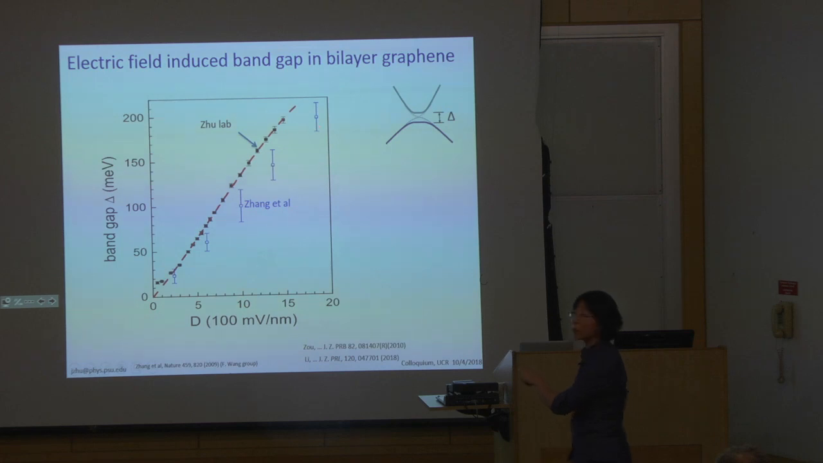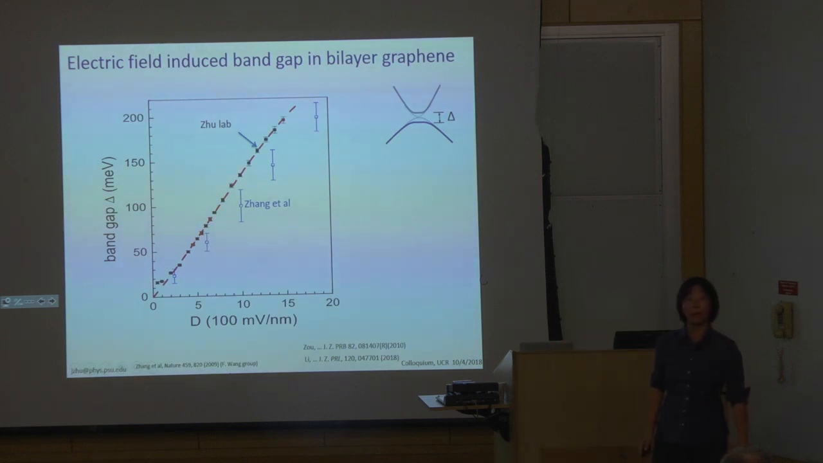That's these dots over there. Correct, and that's because of the cleanness of the sample, right? We can talk more, yeah. So these are measurements in BN sandwiched bilayer graphene.